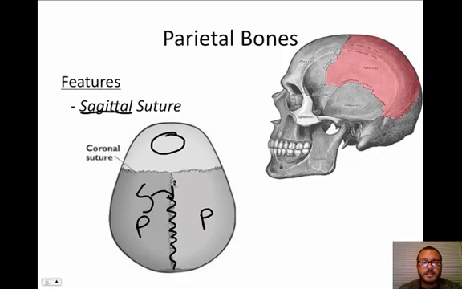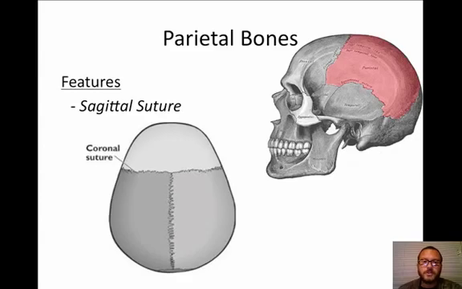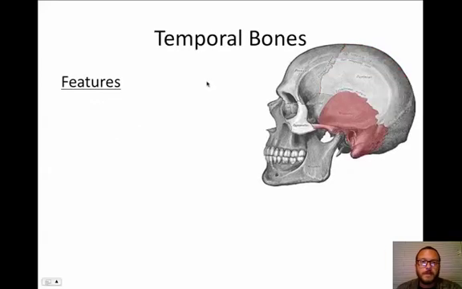In class, you'll see that these bones do not come apart. They are pretty well fused together with these sutures. You're in luck. The parietal bones, there are no other features you need to know, just the suture, the sagittal suture. There are 2 parietal bones. Moving on to the temporal bones.